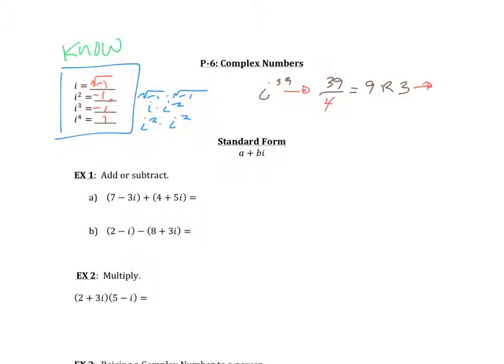So that means that I can break i to the 39th down. It's no different than i cubed, because I've got 9 groups of i to the 4ths. 1 times 1 times 1 times 1, 9 times. There's just 1. And then we have the 3 i's left over. So what is the value for i cubed? -i. So really my answer to this is -i. So i to the 39th has a value of -i. Any power of i is either going to have a value of i, -1, -i, or +1. Those are the only 4 possibilities.